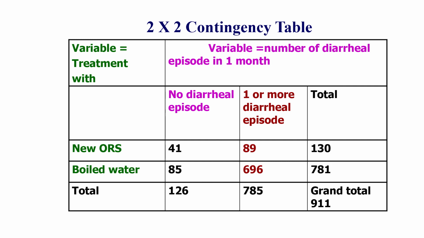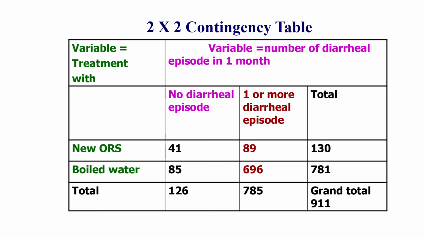So basically we have to understand the values which were shown in the example were expressed in percentages, but when you prepare a contingency table, you cannot have values in percentages. You have to make them in actual values. So when you say that 10.5% of 781 patients, it comes to 85 patients actually who didn't have any diarrheal episode. So likewise you have to fill in this table.